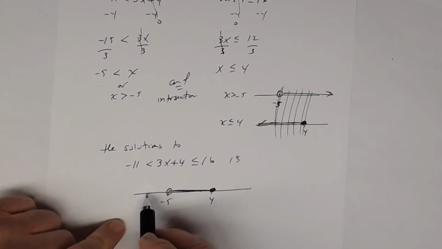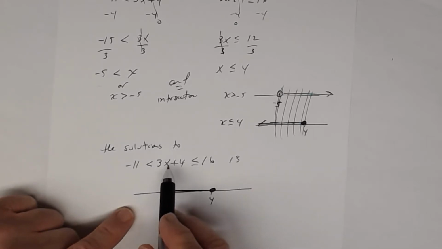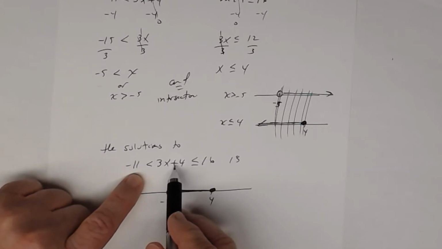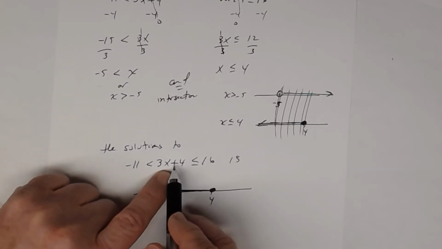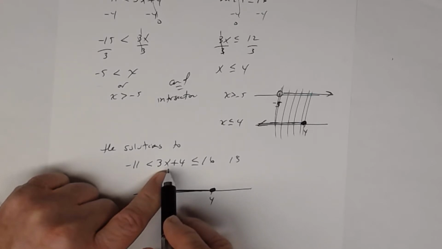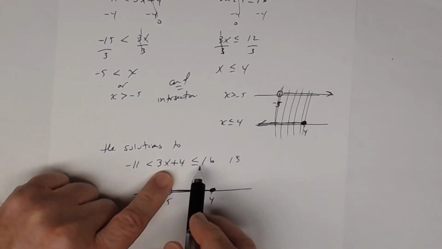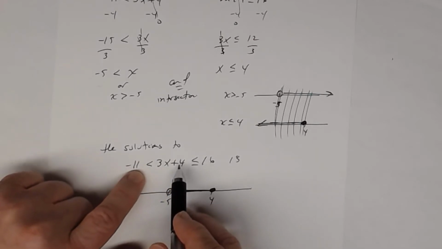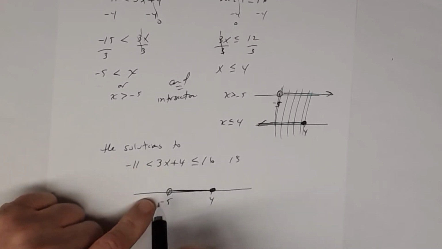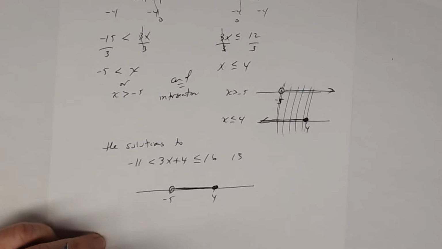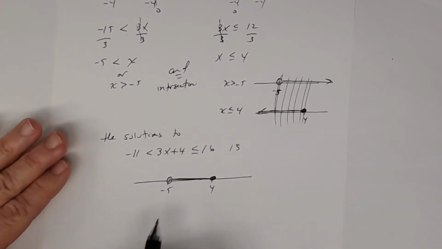Negative 8 is not shaded. So let's see why negative 8 is not shaded. 3 times negative 8 is negative 24. Negative 24 plus 4 is negative 20. Is negative 11 less than negative 20? The answer is no. Remember, negative 11 is greater than negative 20. Even though negative 20 is less than or equal to 16, the problem is negative 11 is not less than negative 20. So that's why it's not shaded. Okay? All right, so that is number 2.